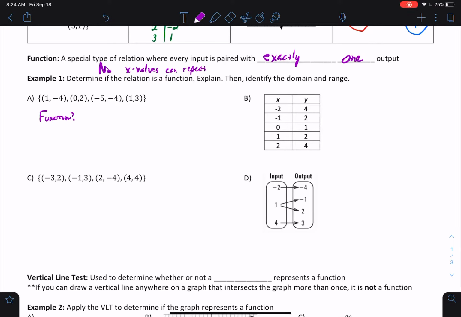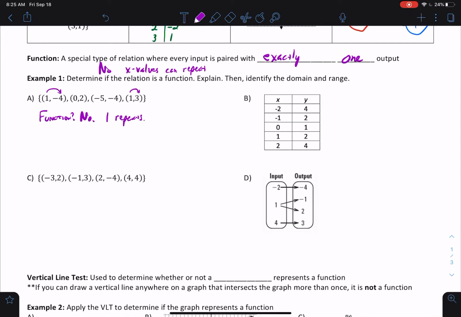So we look at the x values, because those cannot repeat. They can only be connected to one output. So 1 is connected to -4, 0 is connected to 2, -5 is connected to -4, and 1 is connected to 3. We have a red flag come up here because we see 1 is connected to -4 and 1 is connected to 3. So 1 is connected to two different outputs. That doesn't work. So is this a function? No.